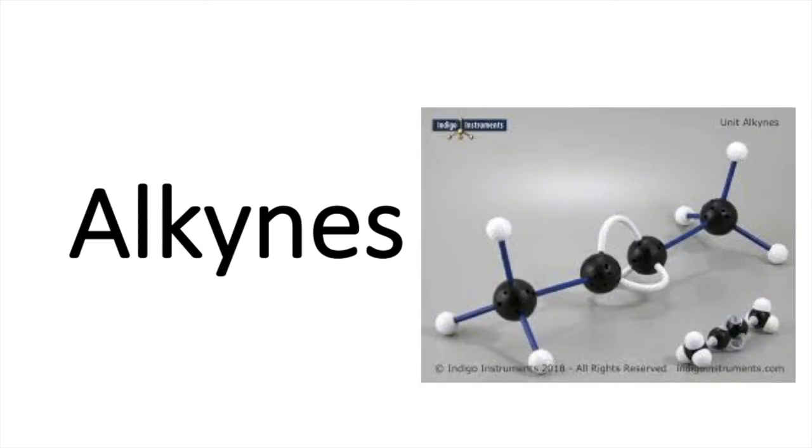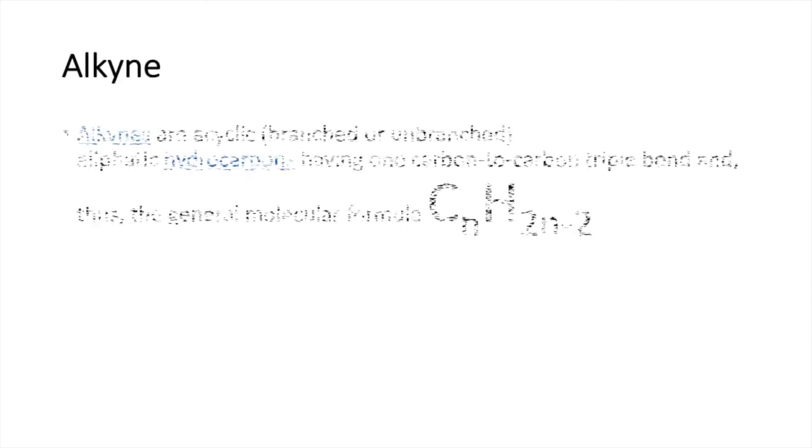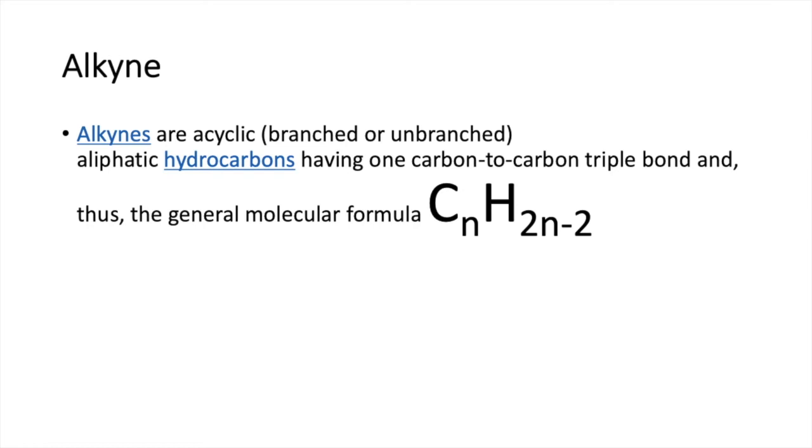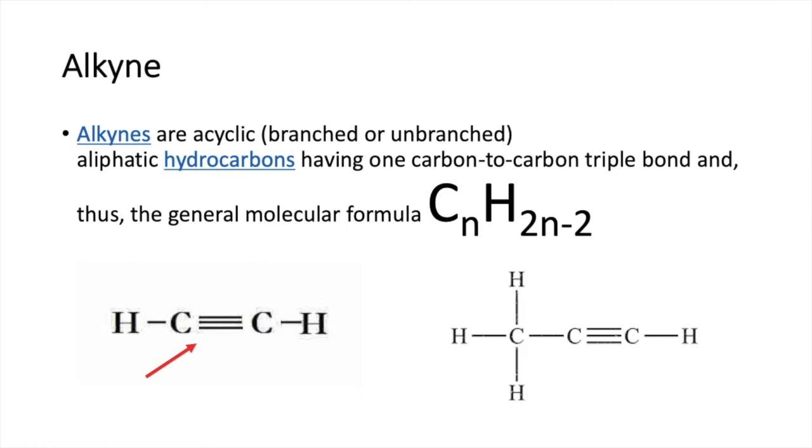Alkynes. Alkynes are acyclic branched or unbranched aliphatic hydrocarbons having 1 carbon-to-carbon triple bond, and thus the general molecular formula is CnH2n-2. This is an example of an alkyne structure, and this is the triple bond of the alkyne structure.